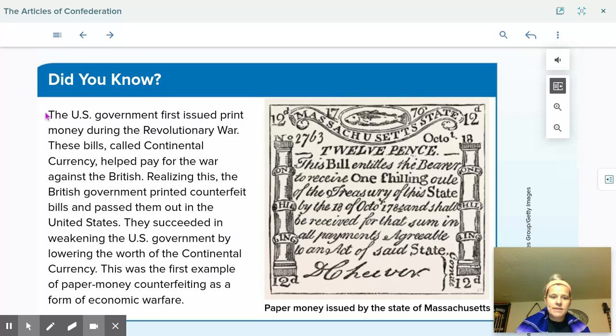Realizing this, the British government printed counterfeit bills and passed them out in the United States. They succeeded in weakening the U.S. government by lowering the worth of the Continental currency. This was the first example of paper money counterfeiting as a form of economic warfare.